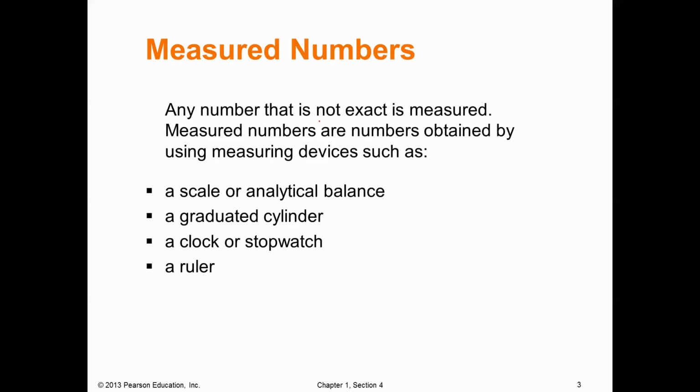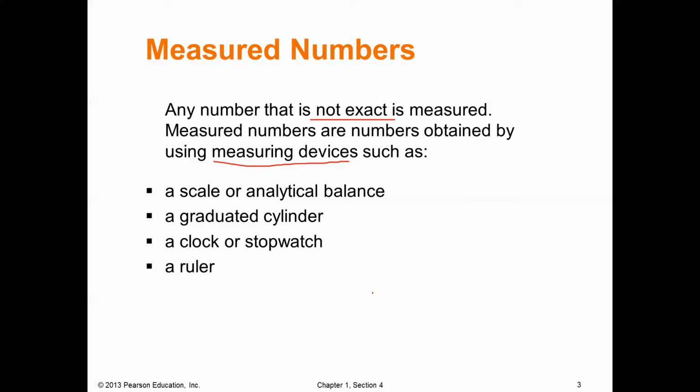And an important thing to know about measured numbers is they are not exact. These measured numbers are going to be measured using some kind of measurement device, some kind of machine. And these measurement devices, they're never perfect, so there's always some error associated with them. So whether you are using a really crude tool like an hourglass or a really precise tool like an atomic clock to measure time, there's always some error associated with that. Some tools we'll be using in this class are analytical balances or scales to measure mass, graduated cylinders to measure volume, clocks or stopwatches to measure time, and rulers.